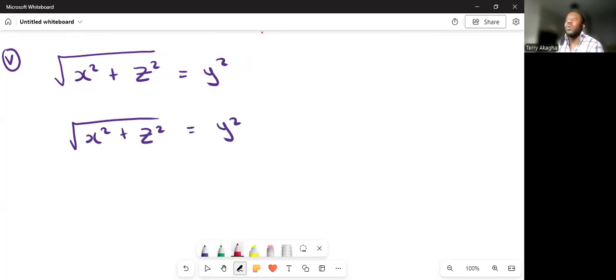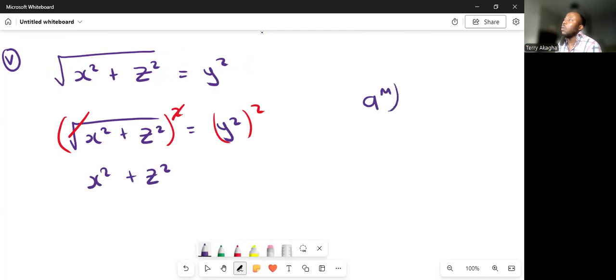So what you do, you square both sides so that we can cancel out the square roots. So this will cancel out that, and we're going to have x squared plus z squared. Now, in the laws of indices, if you remember, a raised to the power m, all raised to n, is equal to a raised to the power m times n. So 2 times 2 will give us what? 4. Are you seeing it?